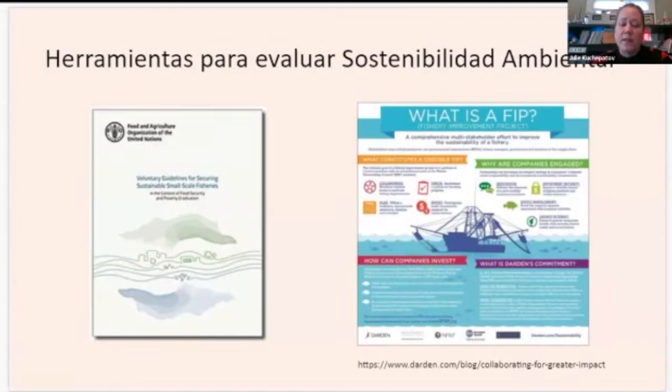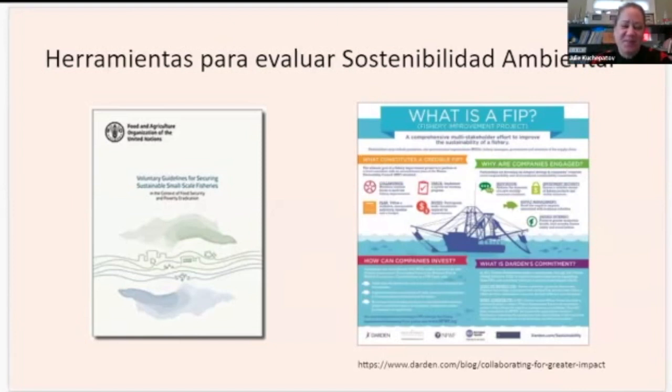So a FIP is a fishery improvement project, a multi-stakeholder effort to address environmental and social challenges in a fishery. So a FIP is an effort of different components and different sectors together to address environmental and social challenges in a fishery.